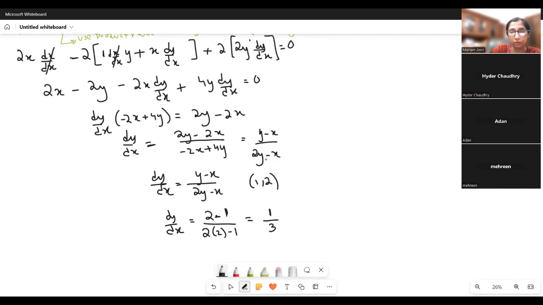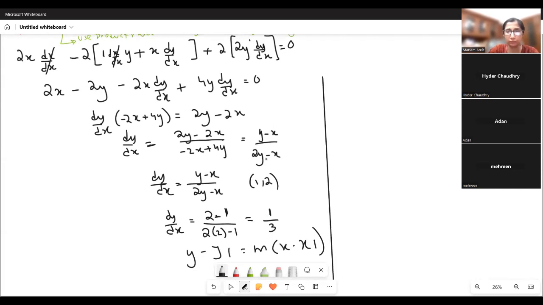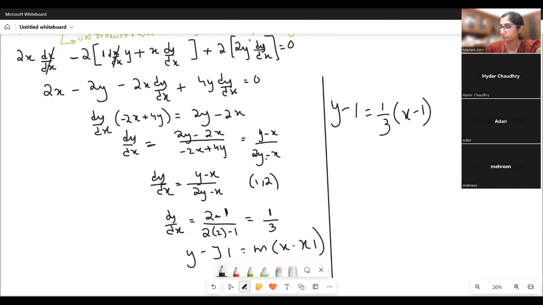So, y equals mx plus c, and better y minus y1 equals m times x minus x1 to avoid spending time finding c. It's going to be y minus 2 equals 1/3 times x minus 1.